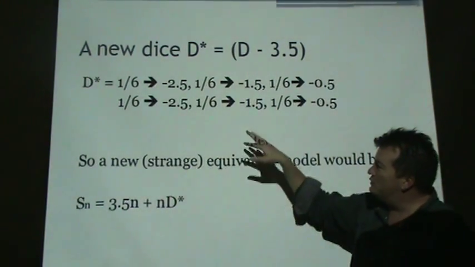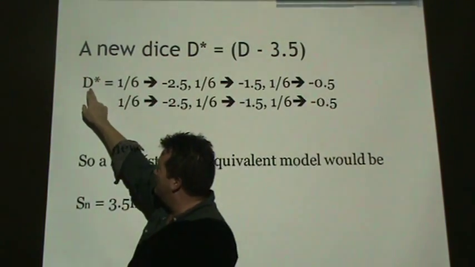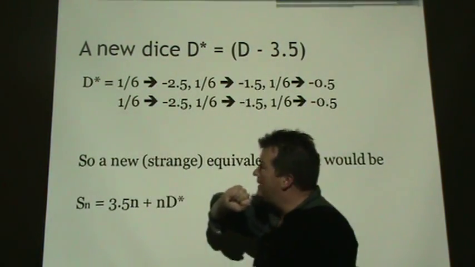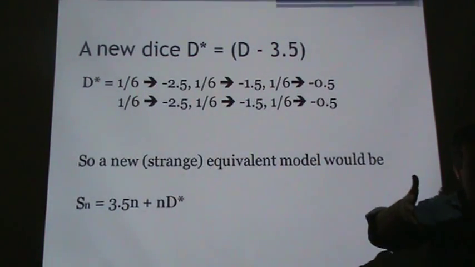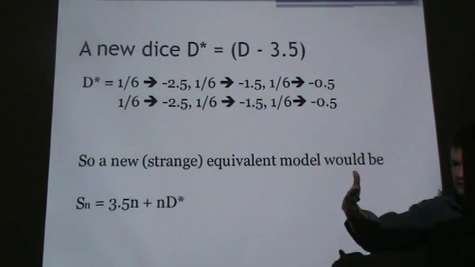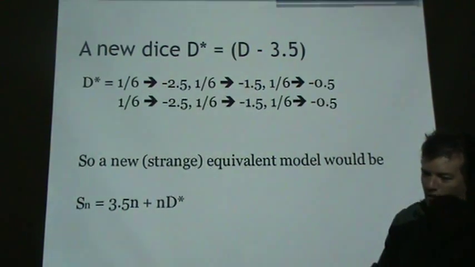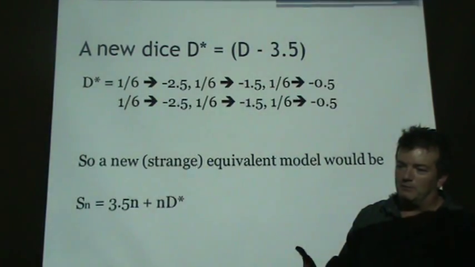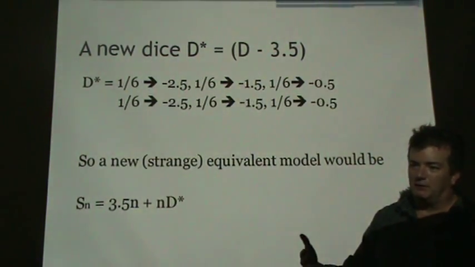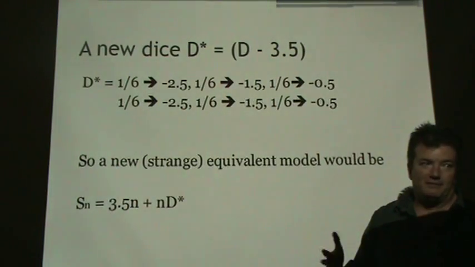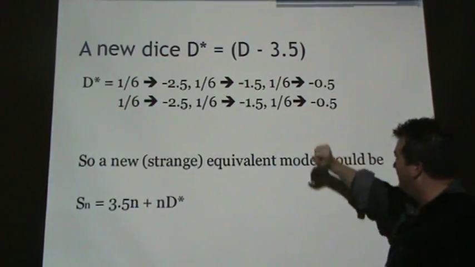So this new dice with the star, I'm now going to call this dice with 1 star. This is basically the dice that we're comfortable with, 1 through 6, but with 3.5 points subtracted off of each. So if you roll a 1, it's really like you rolled a -2.5. And if you roll a 4, it's really like you rolled a +0.5. So this should be +0.5, and +1.5, and +2.5.